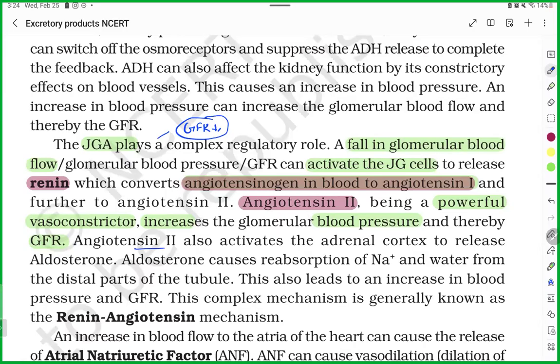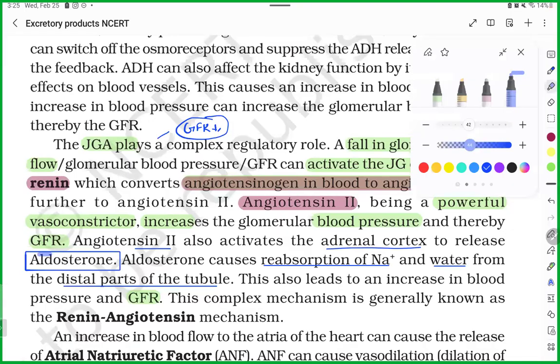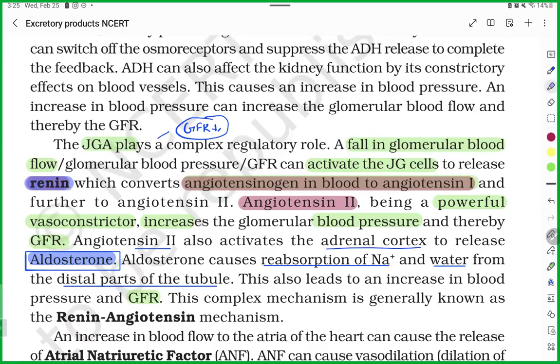Second thing, angiotensin 2 also activates the adrenal cortex. So the adrenal cortex will release a very popular hormone, aldosterone. What is the benefit of aldosterone? It will take back sodium and water from the waste, from the distal part of the tubule like DCT. And because of this, again, GFR will become normal. So whether you talk about aldosterone or renin or angiotensin 2, all three are useful to increase GFR.